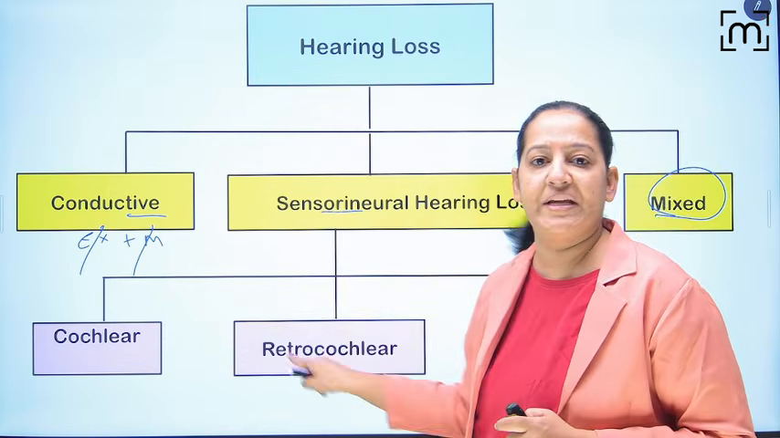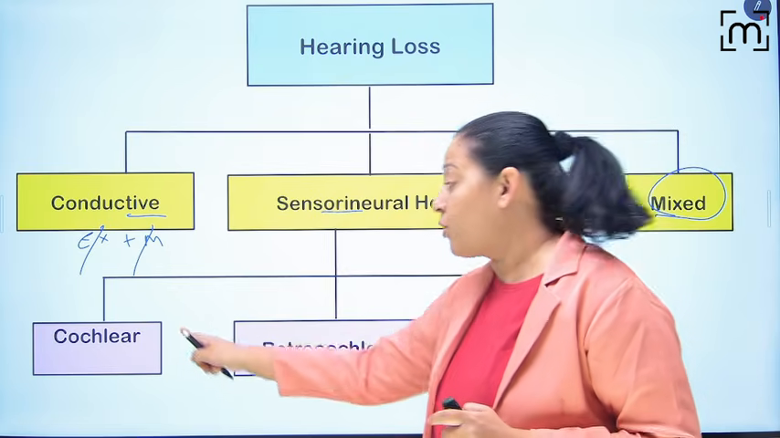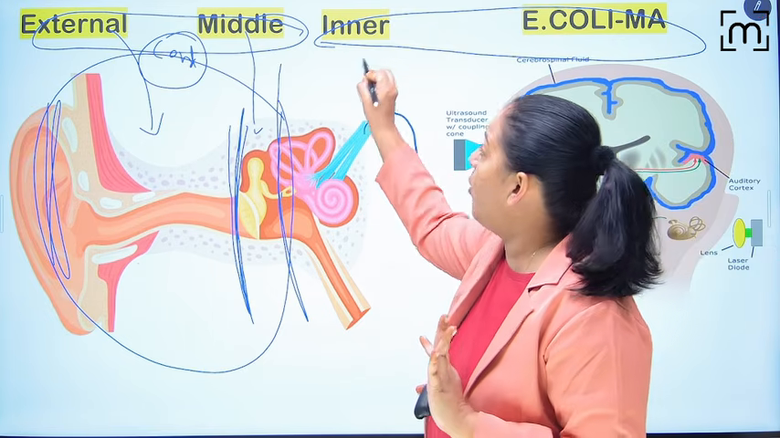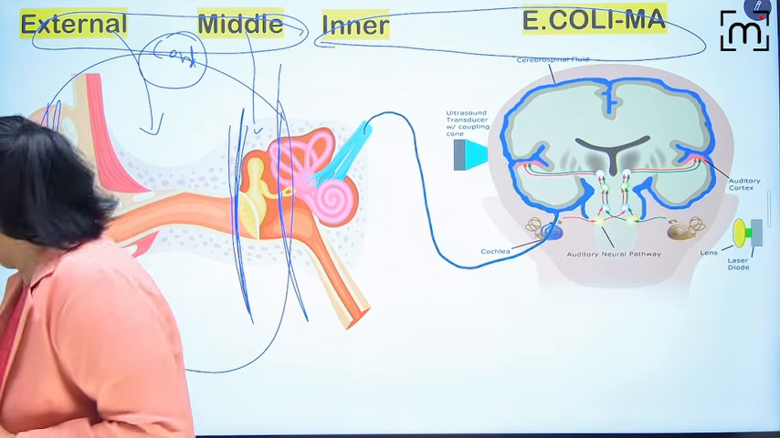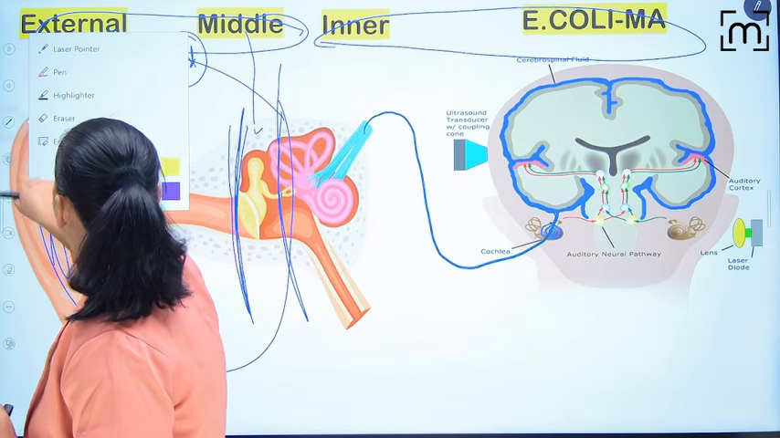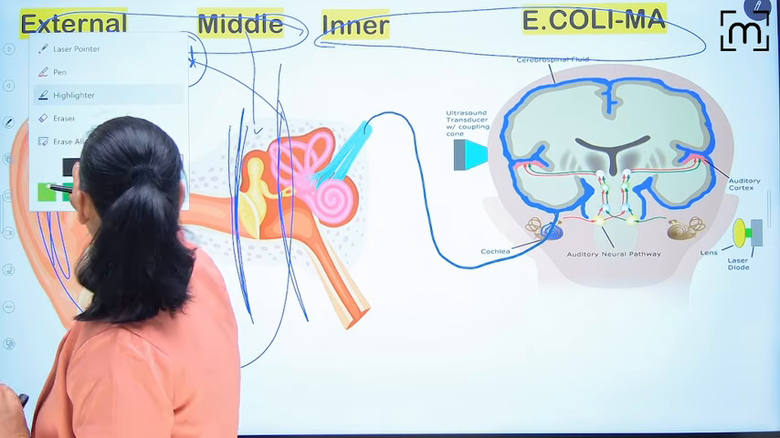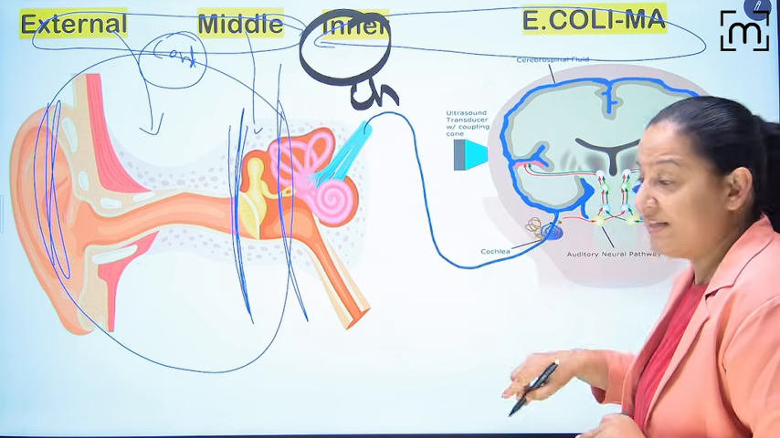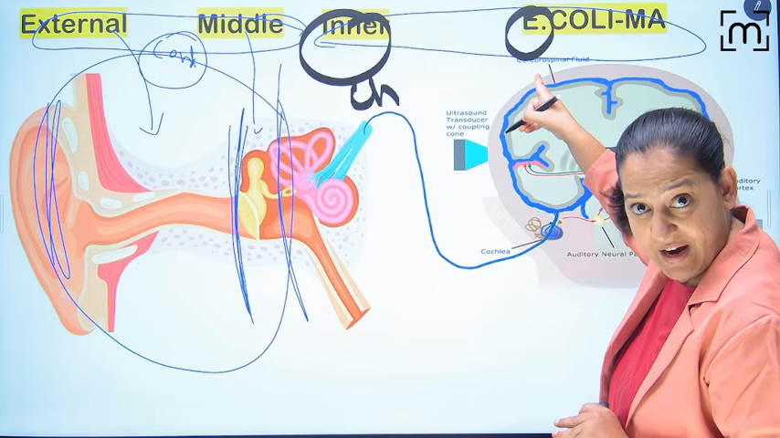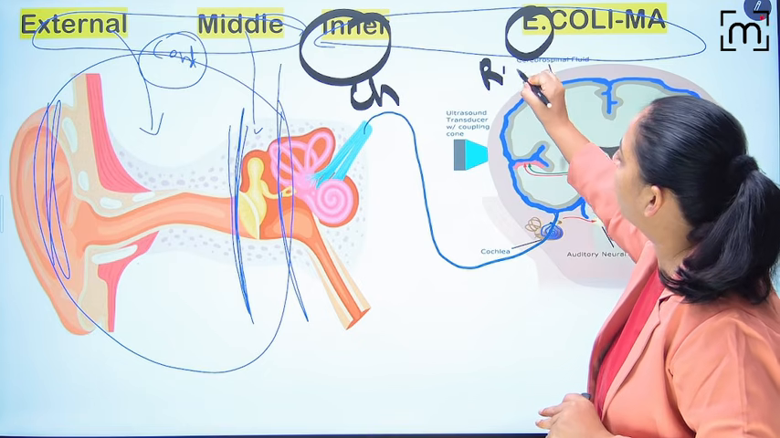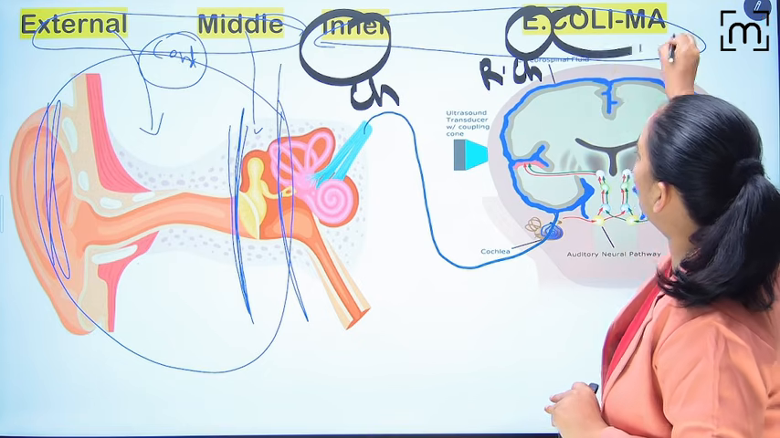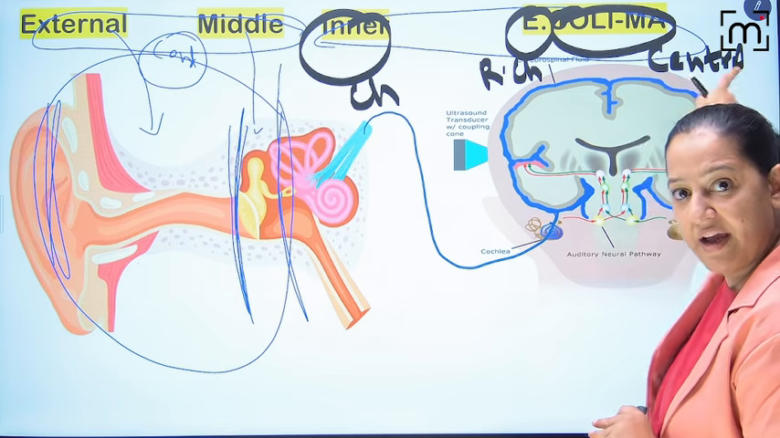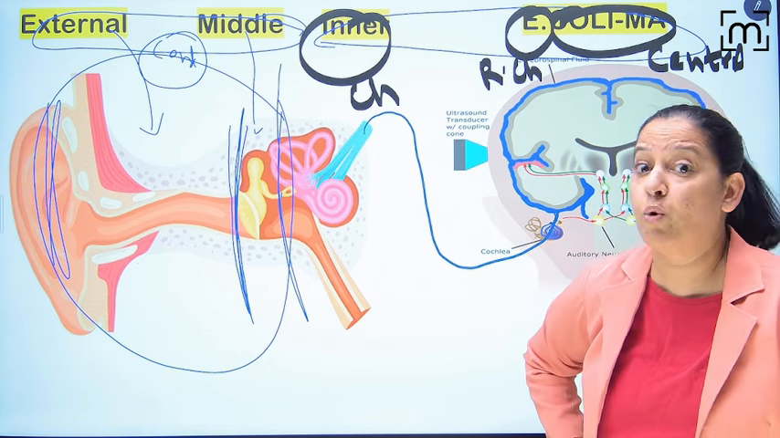Now sensorineural is of 3 types: cochlear, retrocochlear, and central. If there is a problem in the inner ear, this is known as cochlear deafness. If there is a problem in the eighth nerve, this is known as retrocochlear. And if there is a problem in the brain, this is known as central hearing loss. So these three are the types of sensorineural. This I didn't tell you yesterday.